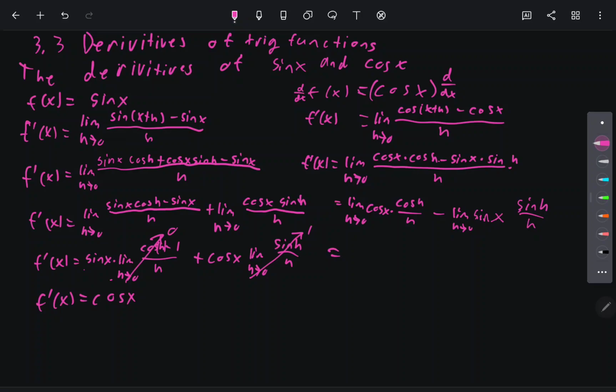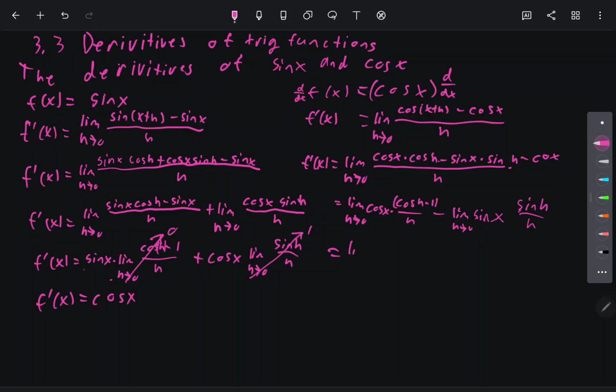Well, as h approaches 0, cosine at 0 is 1. Okay, I know where I just forgot this cosine of x. So we're going to just bring in this cosine of x over here, and we're going to say we factored it out.